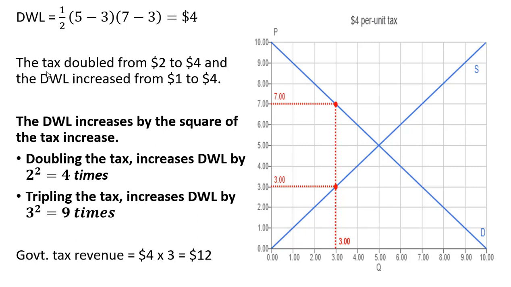So what we had here, we had the tax doubling from $2 to $4, and you'll notice that the deadweight loss increased from $1 in our first example to $4 now. So this tells us something about how the deadweight loss responds to a tax increase. The deadweight loss increases by the square of the tax increase. So if we were to double the tax, this will increase the deadweight loss by 2 squared, or 4 times.